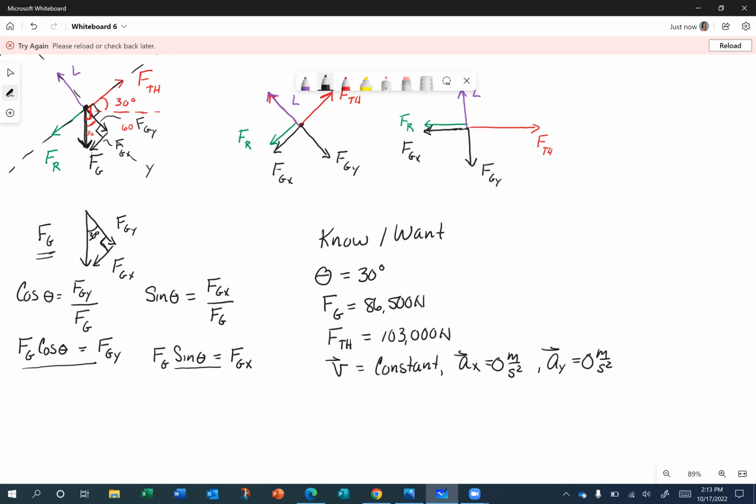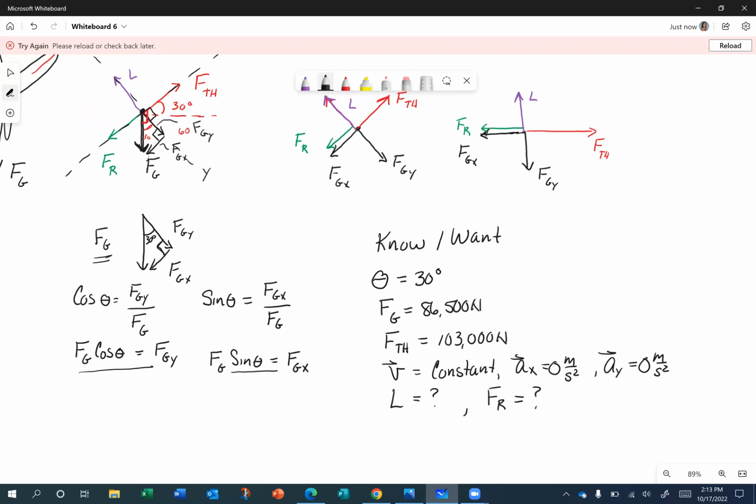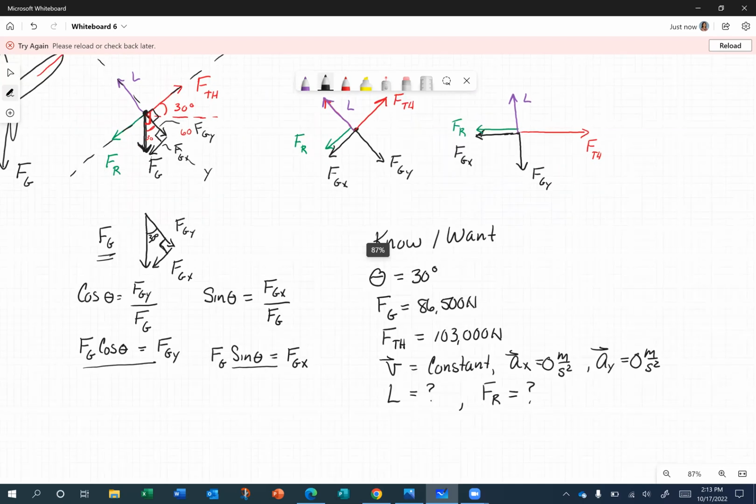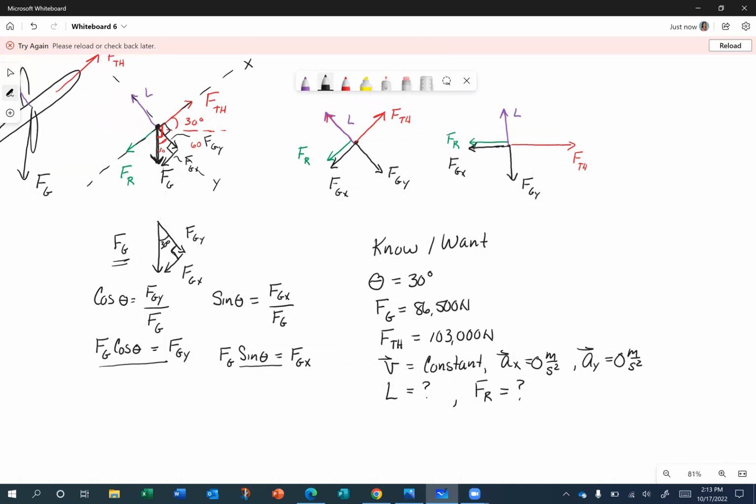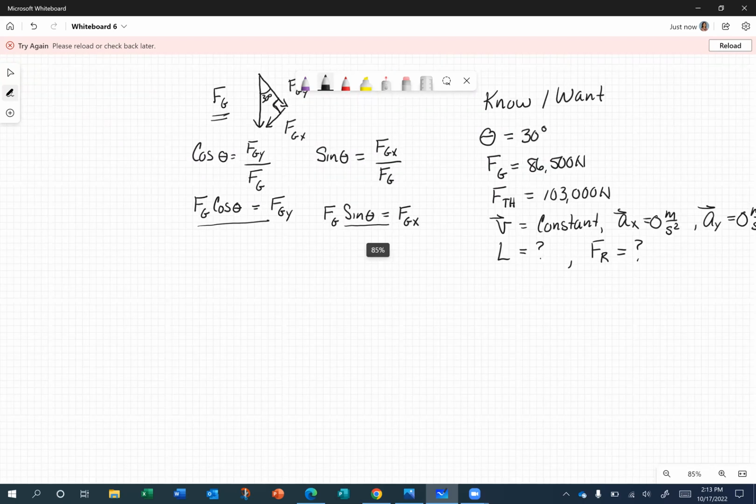And that's why you pick the directions of motion that you do. I always make the direction of my motion, unless it's true vertical motion, to be along the x-axis. So what we're looking for here is, what is the lift force? And what is the air resistance force? So we don't have specific equations that contain those two variables, but what we would do next is make Newton's law fit our diagram, right?